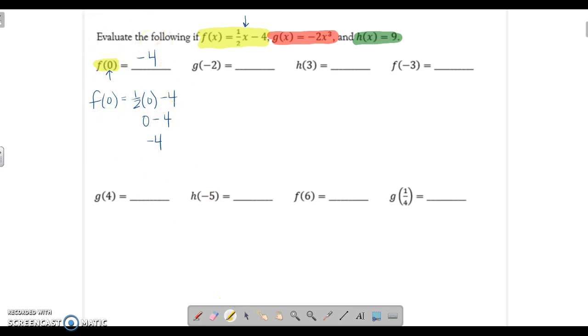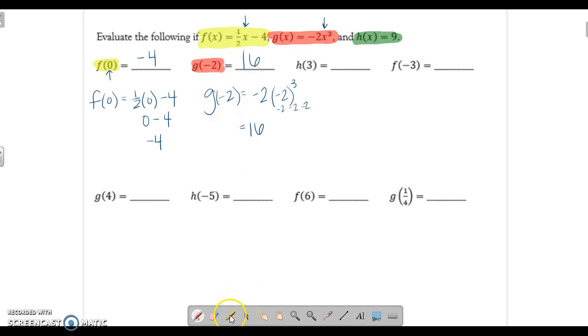G of -2, well, g shows up here, so we're going to use the red function on this one. So g of -2, that means I need to plug -2 in for x here. So I'm going to be doing -2 times -2 cubed. Order of operations says cube -2 first, which is really -2 times -2 times -2. So -2 times -2 is 4, times -2 again is -8, times this -2 is going to be 16. So g of -2 equals 16.